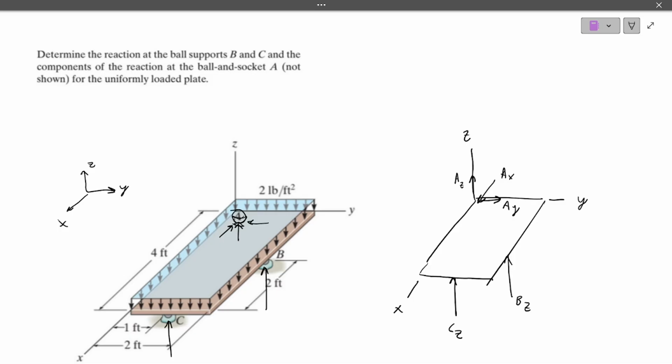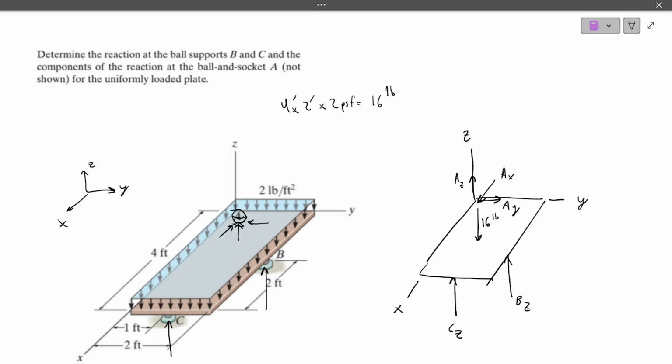And the uniformly distributed load will cause the load right in the middle of the slab here, and we'll call this 16 pounds because that's 4 feet by 2 feet, and there's 2 pounds per square foot. That ends up with 16 pounds. So we'll have a 16-pound load right in the middle.